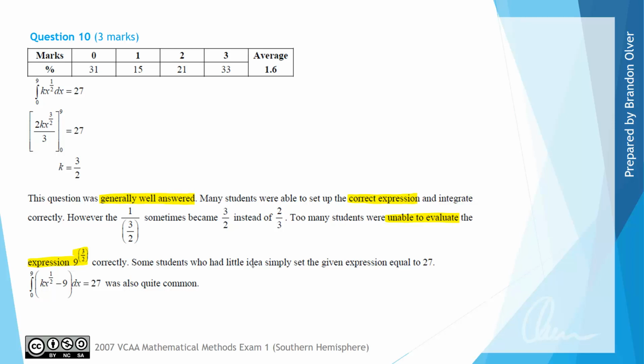Some students had little to no idea and simply set up the given expression equal to 27, and another common incorrect expression was shown here to be the integral between 0 and 9 of kx to the power of a half minus 9 dx equals 27, where they were confusing the line x equals 9 with the line y equals 9.